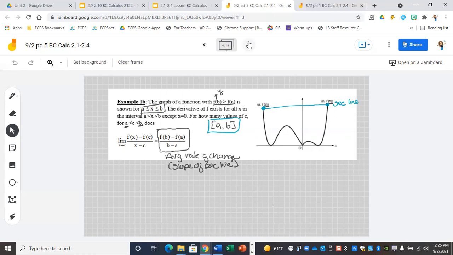Now the next question is, what am I checking to see what it's equal to? What is this limit as x approaches c of f of x minus f of c all over x minus c? What does that actually calculate? It's the instantaneous rate of change, or the derivative. It's my f prime. And graphically, what is your f prime? The slope of the tangent line.